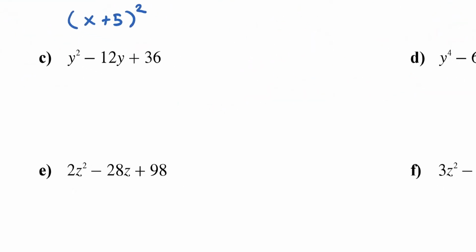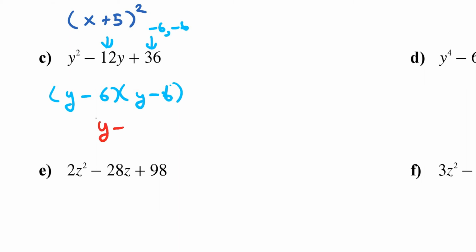Okay, let's move on to letter C now. I need two numbers that multiply to 36 and combine to negative 12, so that's going to be negative 6 and negative 6. So this will be y minus 6 and y minus 6. And this is going to be y minus 6 all to the power of 2.